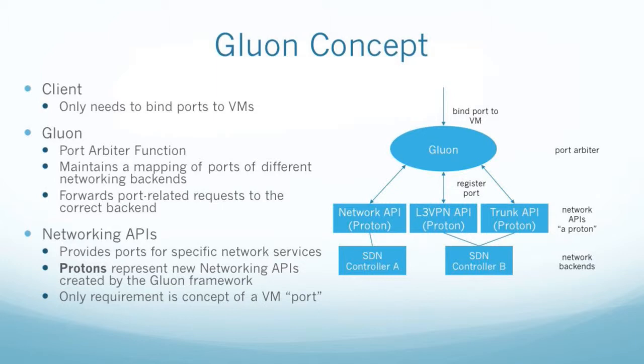When you hit the networking APIs and you define your service and your port, the port is registered with the port arbiter so that when the bind request comes in, it will be routed properly. So during VM creation, the port bind comes to Gluon, and it routes to the right network API. The network API is then responsible for making sure that the backend, which will probably be an SDN controller, is configured properly to provide that networking service for that port.